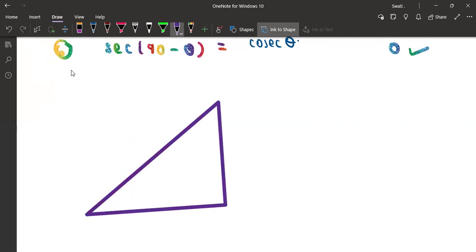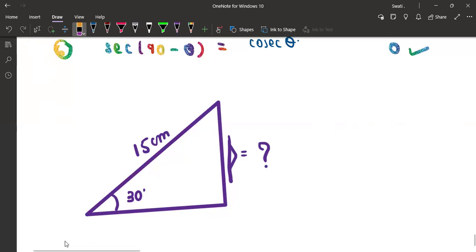Yes. Now imagine that this is given 30 degrees, and this is given 15 centimeter. And of course, this is your perpendicular, which is not known to us. So perpendicular, we do not know. This is what you have to find out. Will you be able to answer this? In this figure, you have to just tell me what is the value of P.